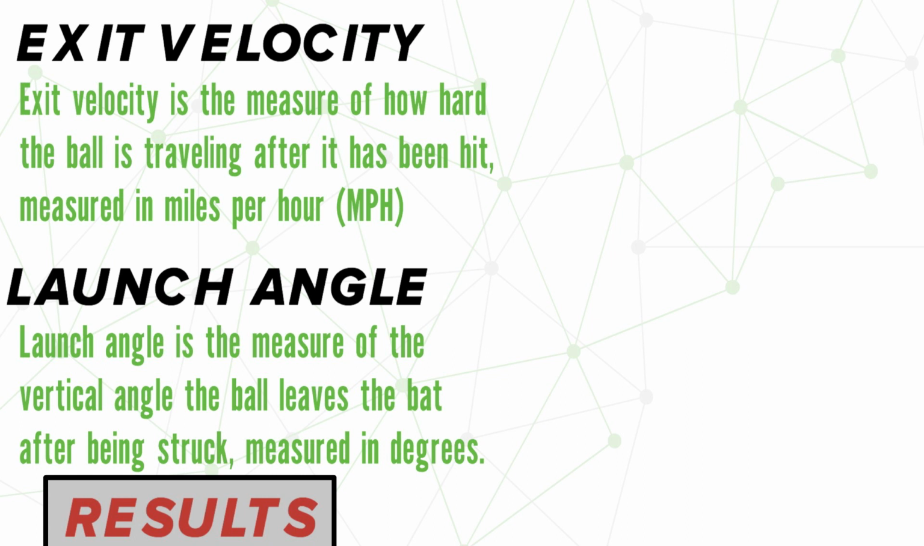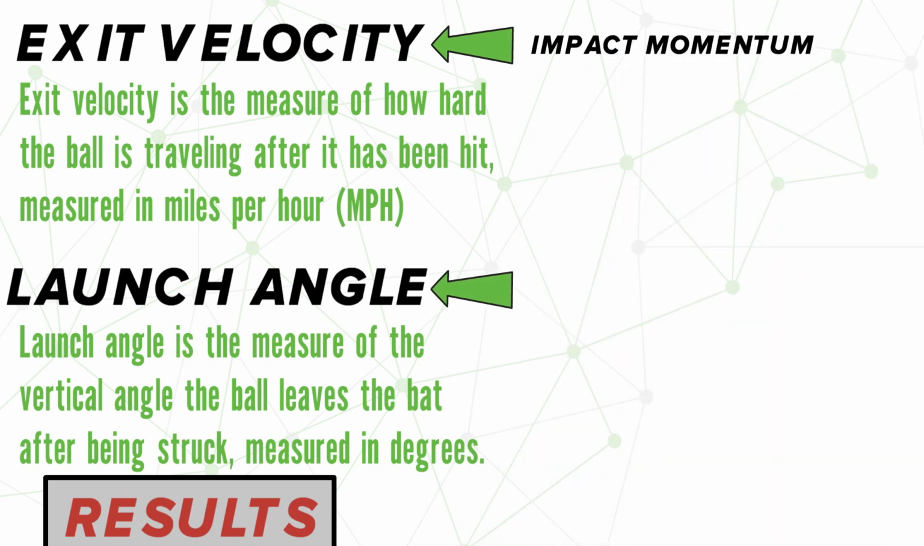That's where the Diamond Kinetics SwingTracker comes in. Each of these results metrics can be tied strongly to a training metric within your DK app. Exit velocity is largely affected by impact momentum, while launch angle can be tied to approach angle. Let's take a look at what each of these metrics describe.